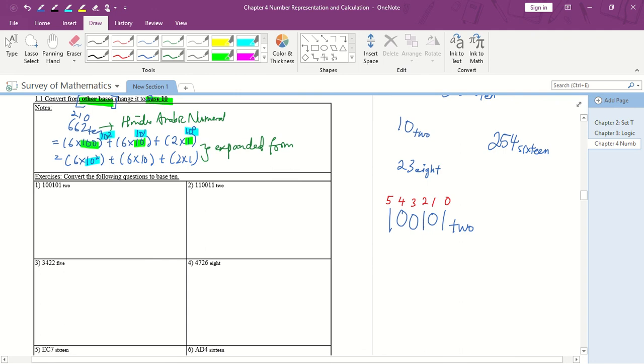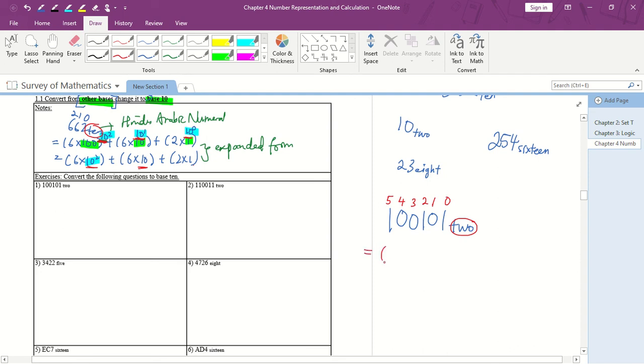But do you still remember why here is 10? Why are we using 10 power of 0, 10 power of 1, 10 power of 2? It is because we are using base 10. And now the same concept here: if we are using base 2, we'll be using 2 power of 0, 2 power of 1, 2 power of 2, 2 power of 3, 2 power of 4, and 2 power of 5 here.